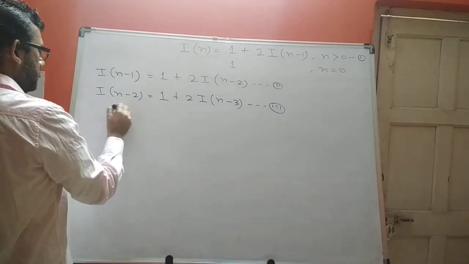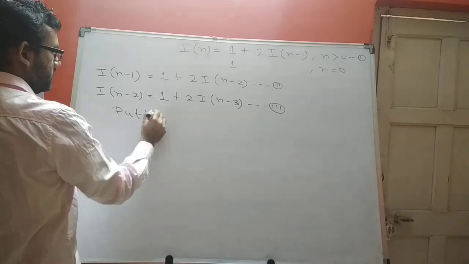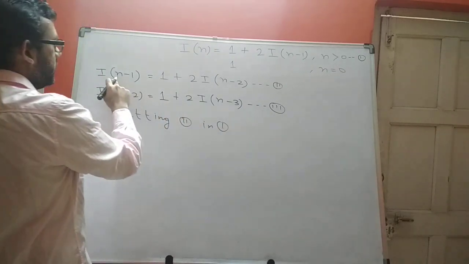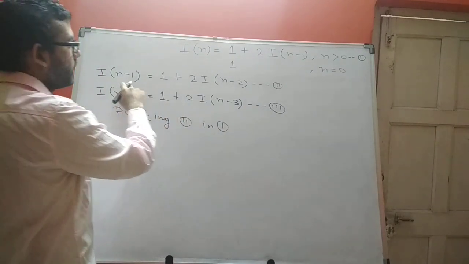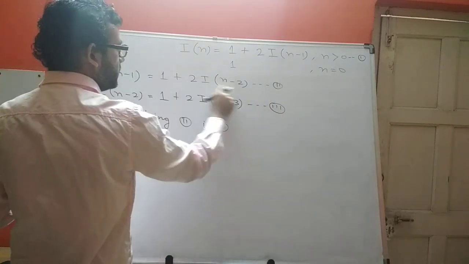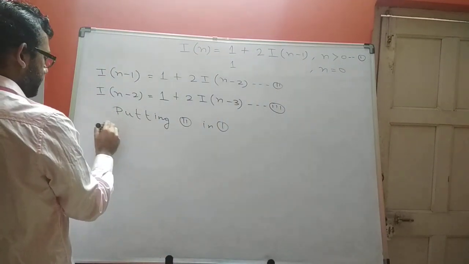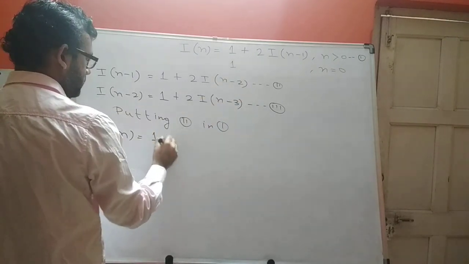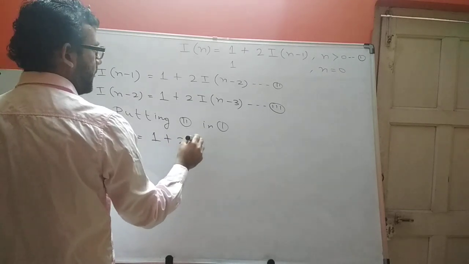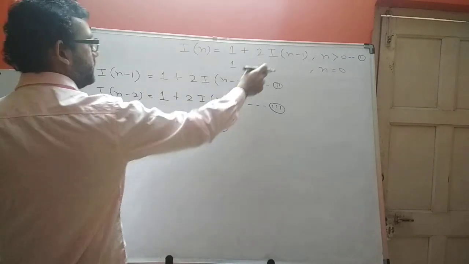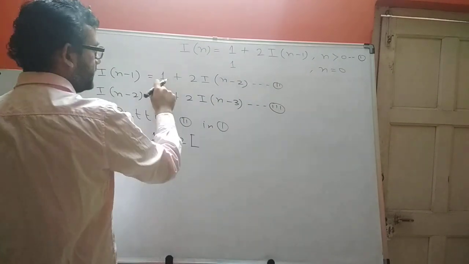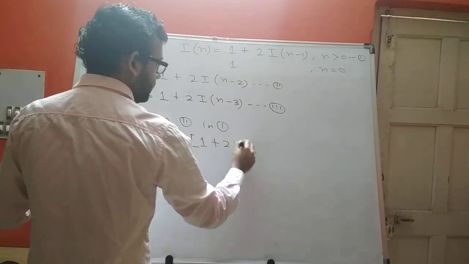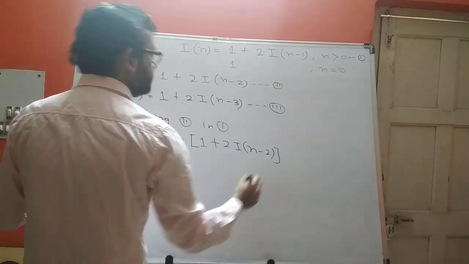Now, let's put equation 2 in 1. That means equation 2, see, it's a term for I of n minus 1. Now in place of I of n minus 1, let's substitute this value. So I'll get I of n is equal to, in place of I of n minus 1, I'll get 1 plus, so in place of I of n minus 1, I can write this entire term, this right hand side. So I can write 1 plus 2 into I of n minus 2, right?